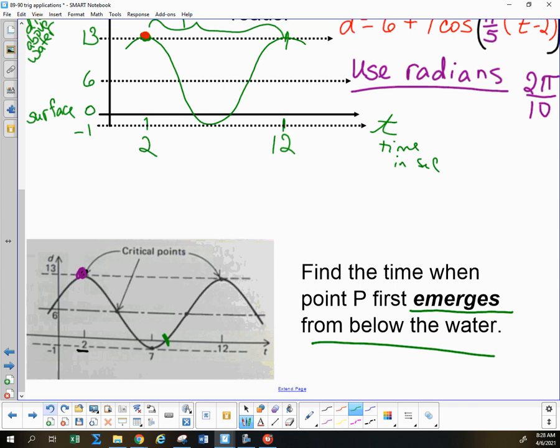Sometimes we're going to need to find an intersection point. Sometimes we're going to need to find a max. Kind of like all those parabola application problems last year. Depends on what the problem asks.